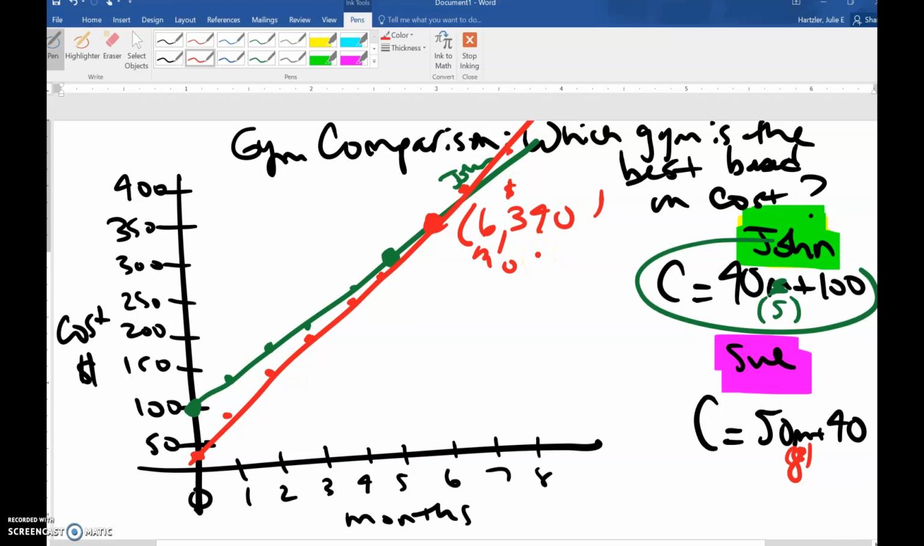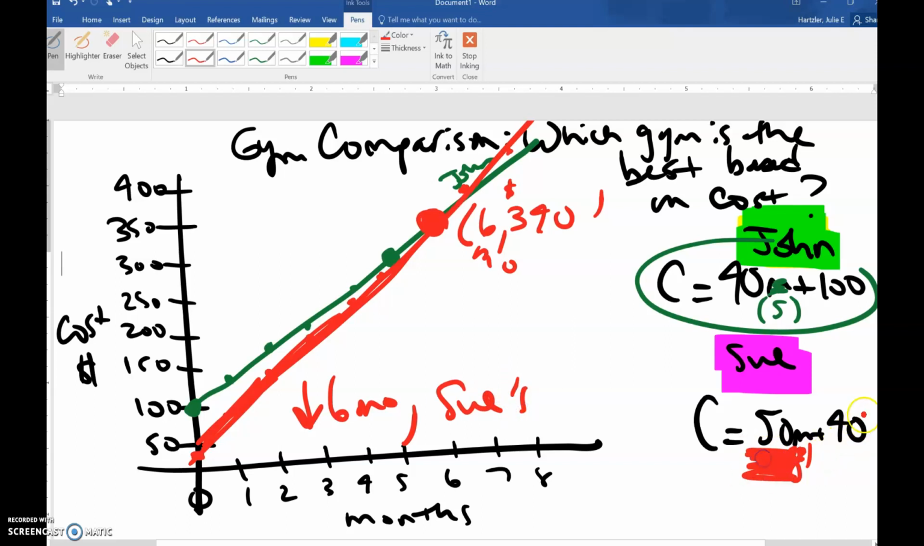What does a break-even point mean? Okay, so if you look down here at the red, which is Sue, she is going to be cheaper, because this is less money, it's below, if you join 6 months or less. So 6 months is your break-even point. So if you're going to do less than 6 months, you should go with Sue's gym. Now, even though the rate is higher per month, it has a low starting rate, and so that's why it's a better deal. It's better to pay more per month and then just have that one-time fee be lower, up to 6 months.